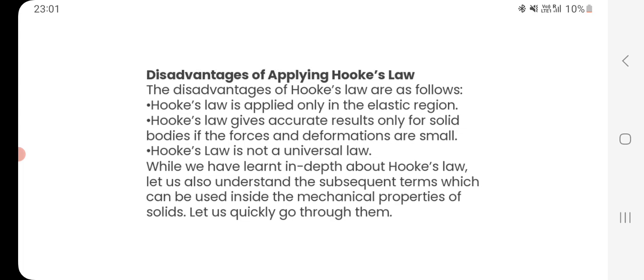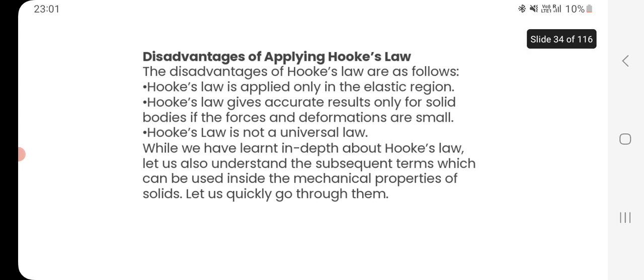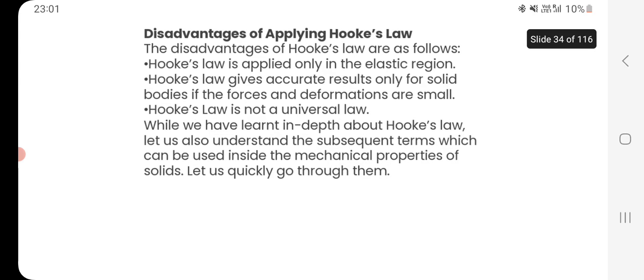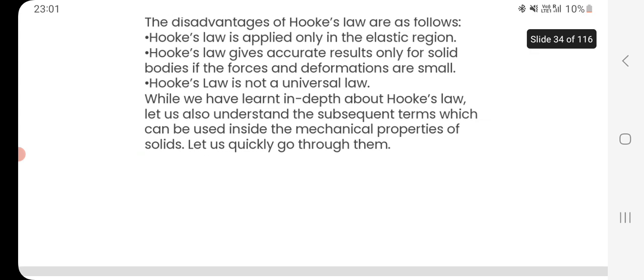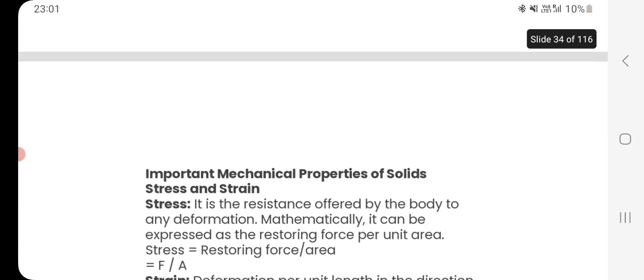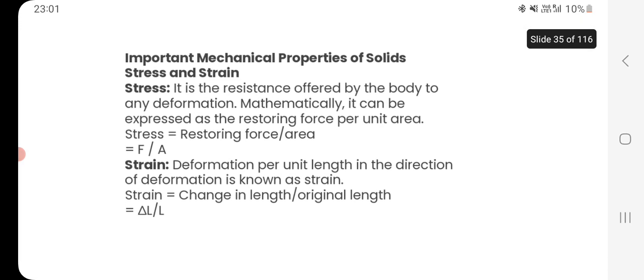While we have learned in depth about Hooke's law, let us also understand the subsequent terms which can be used inside the mechanical properties of solids. Let us quickly go through them. Important mechanical properties of solids: stress and strain.